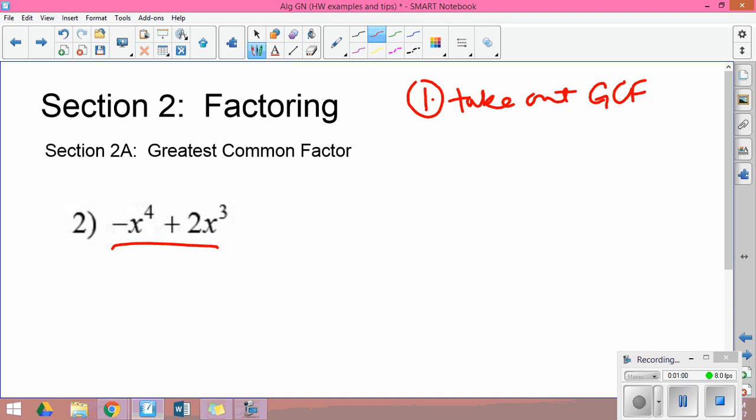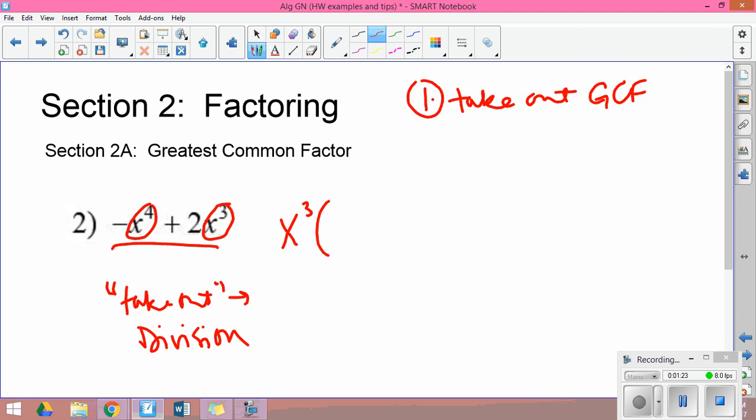So when I look at these, there aren't any coefficient pieces in common, but if there are 3 x's here and 4 x's here, that means they have 3 of them in common. And when we say take out a common factor, we really are talking about division. Taking out a greatest common factor is undoing the distributive property, if you want to think about it that way.